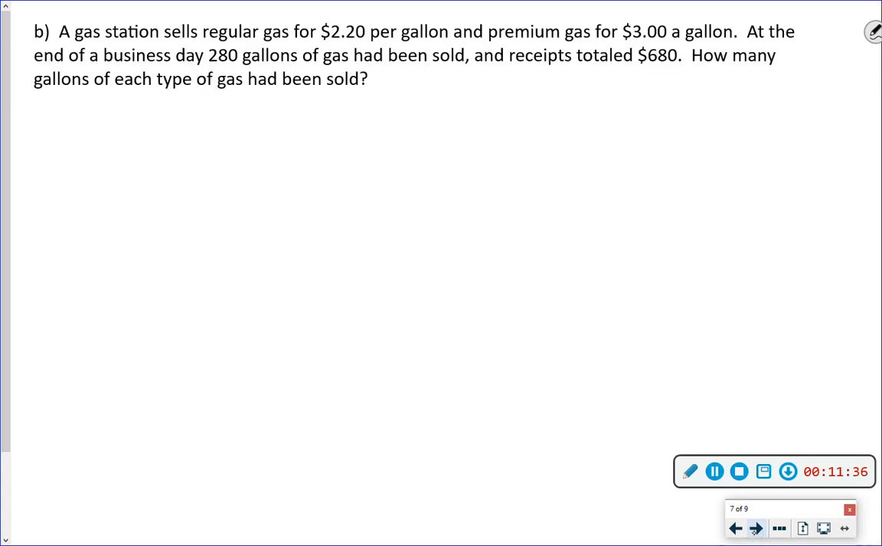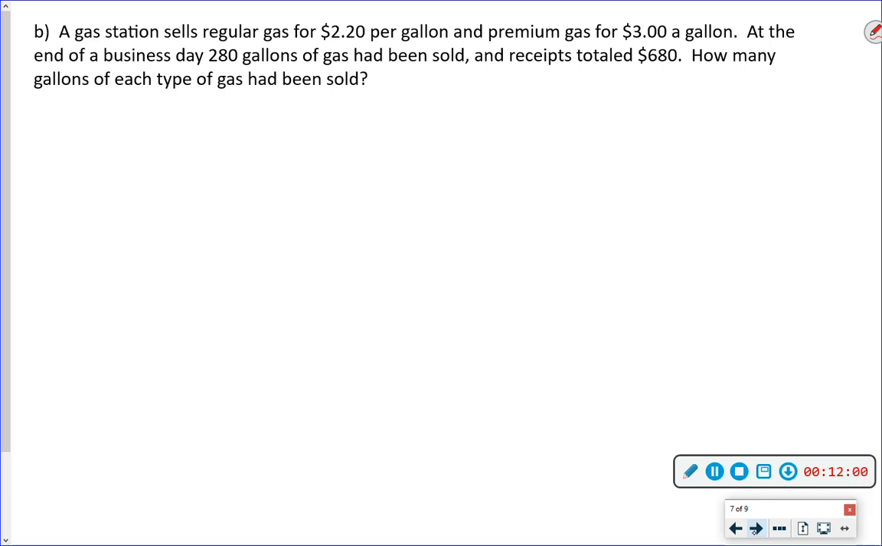All right, let's do, I don't know why I picked a gas station problem, but here we are. Okay, gas station sells regular gas for $2.20 a gallon. Who's selling gas for $2.20 these days? And premium gas $3. At the end of the day, $280 here we go, people. Keep it together, everybody. Okay, we total of $680 spent. How many gallons of gas have been sold?